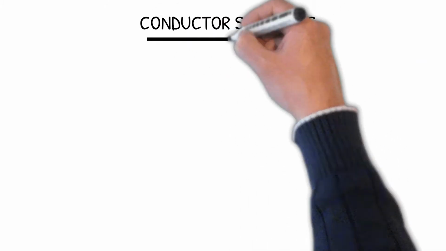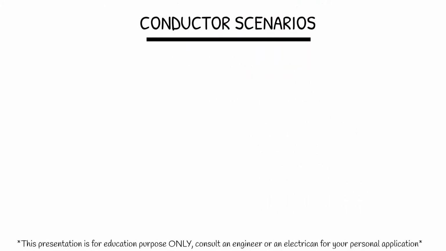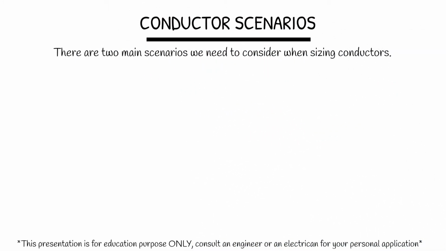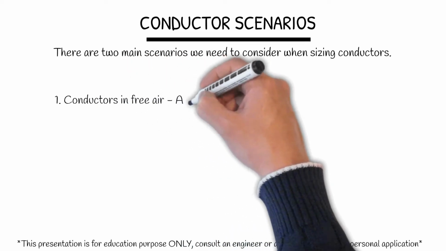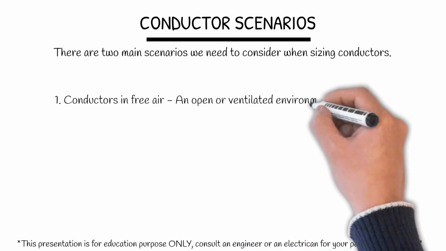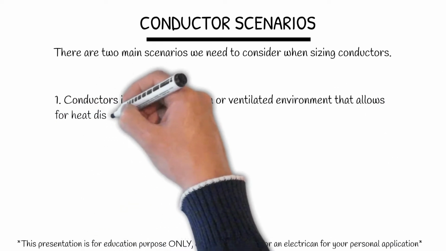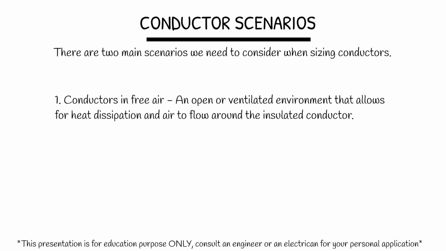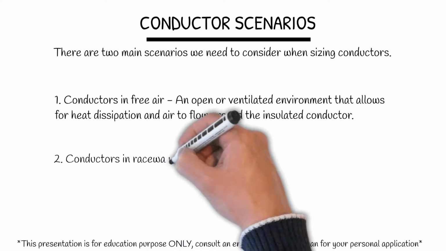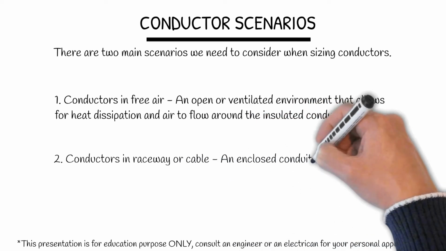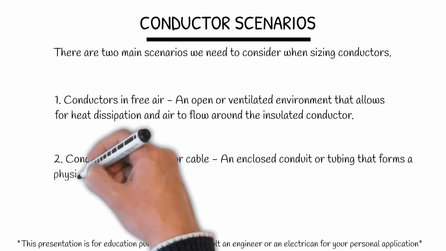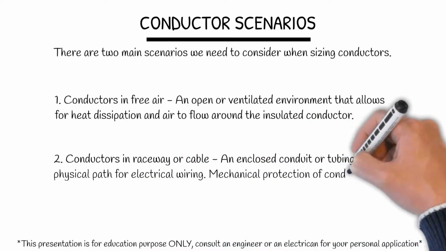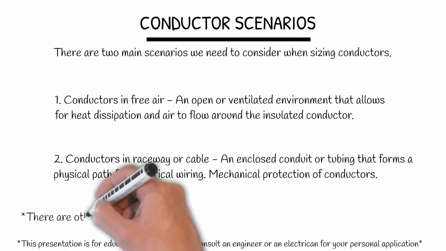Conductor scenarios. There are two main scenarios we need to consider when sizing conductors. 1. Conductors in free air, an open or ventilated environment that allows for heat dissipation and air to flow around the insulated conductor. The second one is conductors in raceway or cable, an enclosed conduit or tubing that forms a physical path for electrical wiring, which is also known as mechanical protection of the conductors.